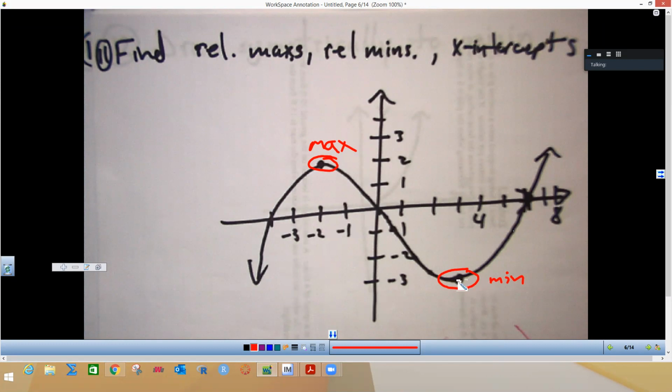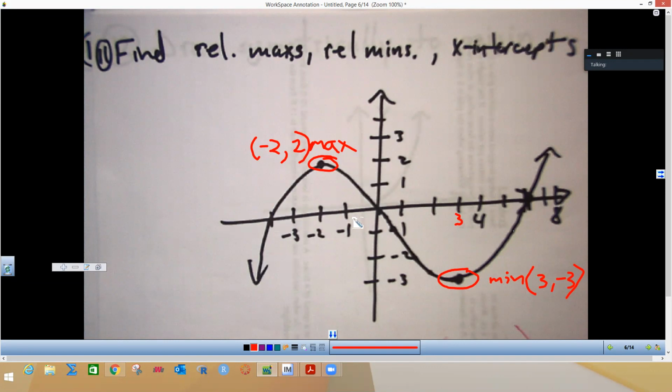So I need to get this ordered pair. To me, it looks like that's at 3 and -3. So my minimum is (3, -3) because x comes first. And my maximum, if the x is first, looks like -2. I go left 2, and then it looks like I went up to +2. That is my max. Now it says I also want x-intercepts.